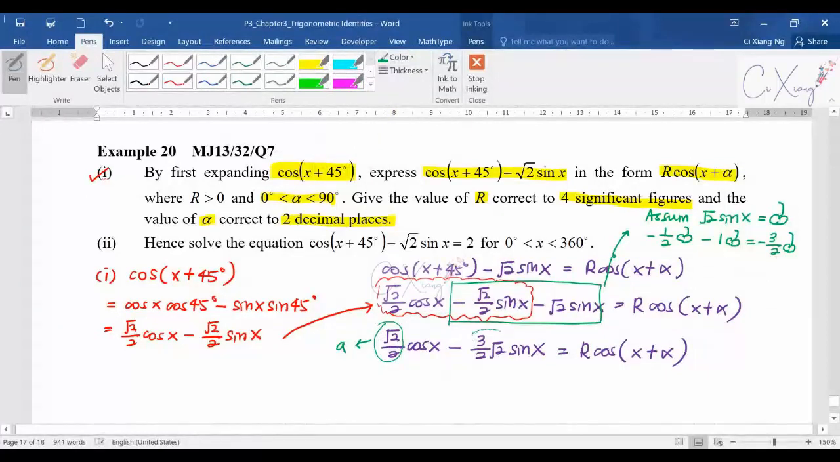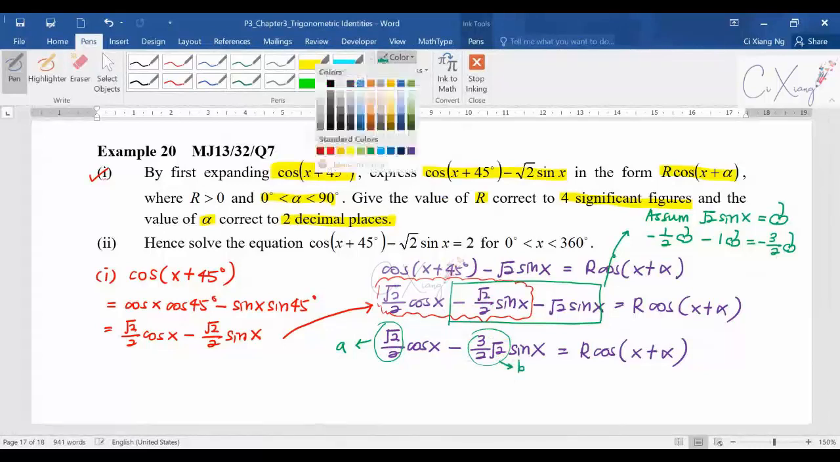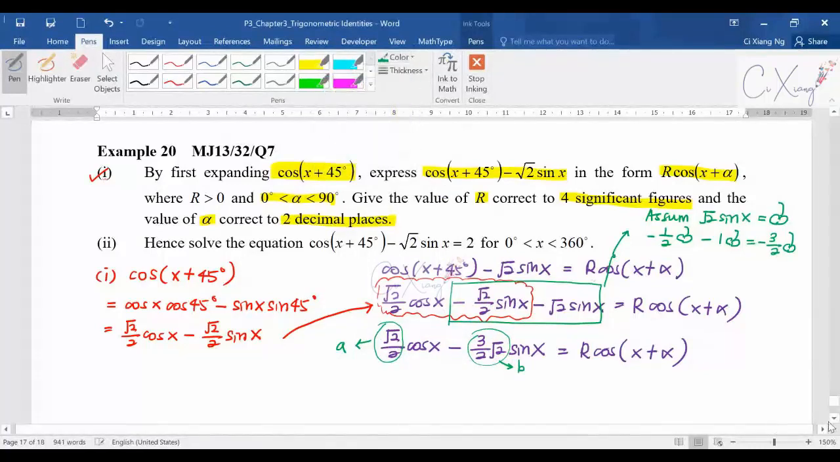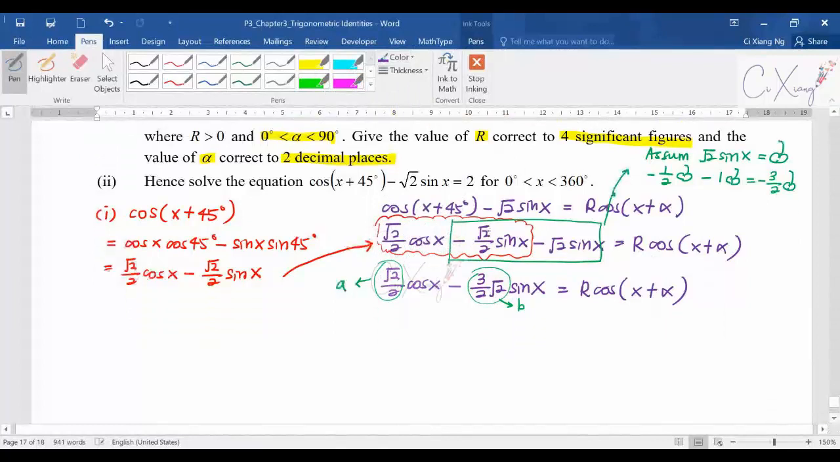All right, so what's the value for b? This whole thing is the b. Okay, then continue from here. So what is the R? R is equal to the square root of (square root 2 over 2) squared plus (3 square root 2 over 2) squared.